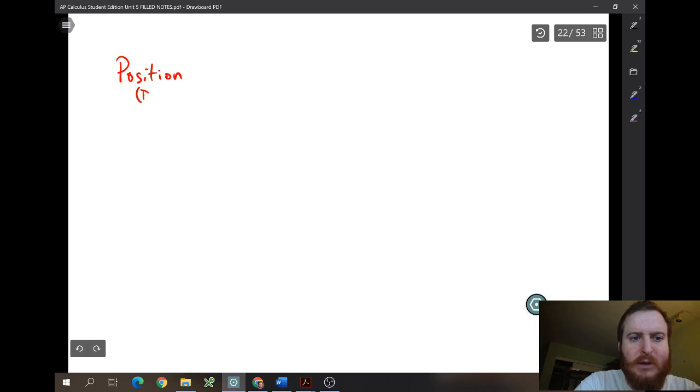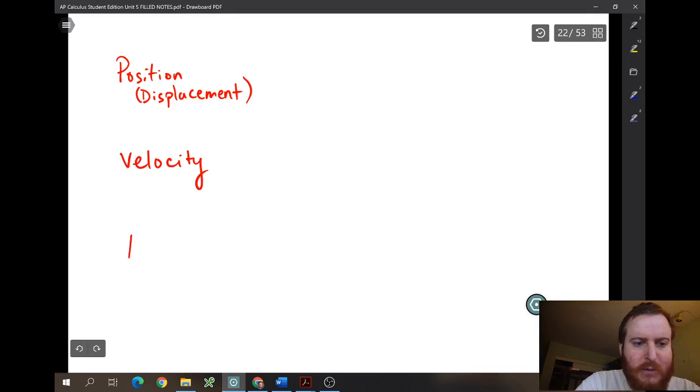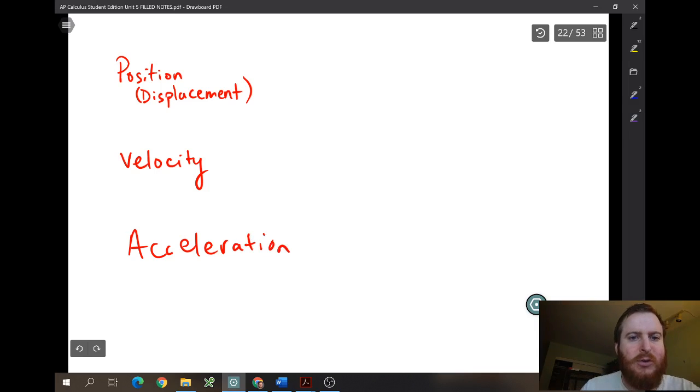So just kind of to recap, we are going to be talking about position, and in physics, if you've taken physics, they use the word displacement. Displacement is the exact same thing as position, but in calculus we use position. Then we're also going to be talking about velocity, and we're going to be talking about acceleration. So position is essentially where you are, but it's what we call a vector, and a vector has a direction.